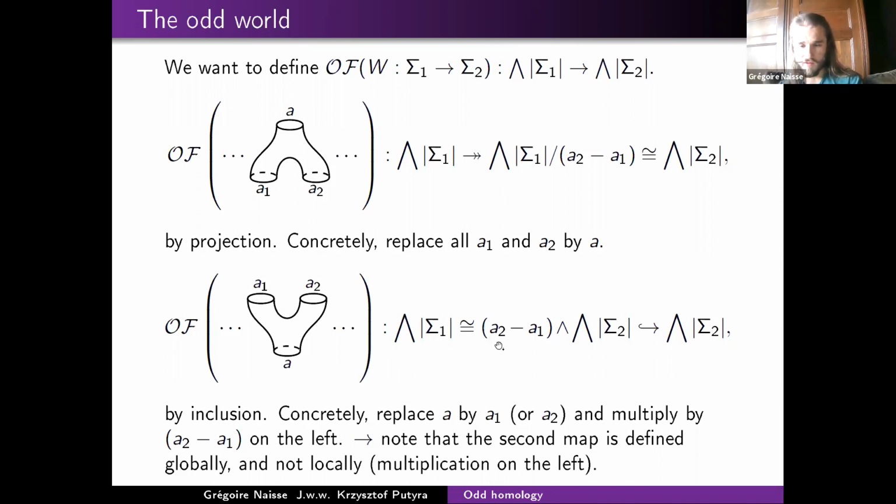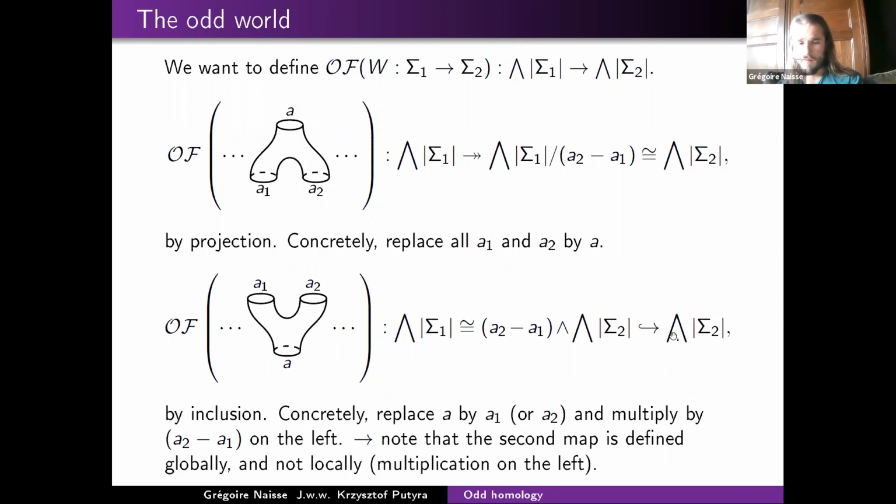And this isomorphism sends A either to A2 or A1. And it is quite easy to see that it does not matter, because if you have A2 minus A1 times A1, this is just A2 times A1. And if you have A2 minus A1 times A2, this is minus A1 A2, which is the same as A1 A2 A1. So this is well defined and does not depend on this choice.